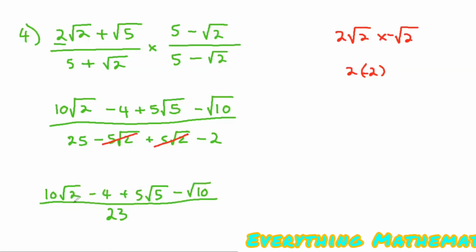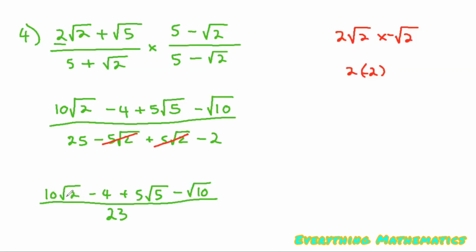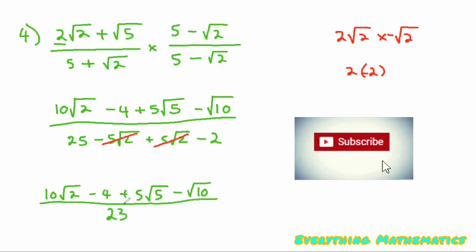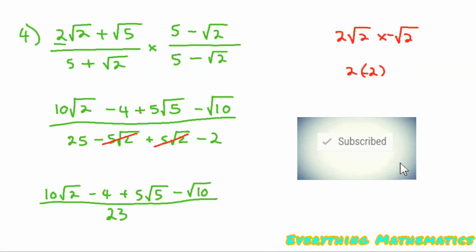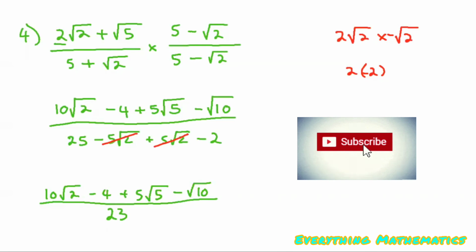Anything beyond that, of course, is expressing each fraction on its own. Like you could put 10 root 2 over 23, 4 over 23. You could do each one like that. But in this case, you don't have to, because really and truly it doesn't affect anything per se. We don't have to go beyond that.